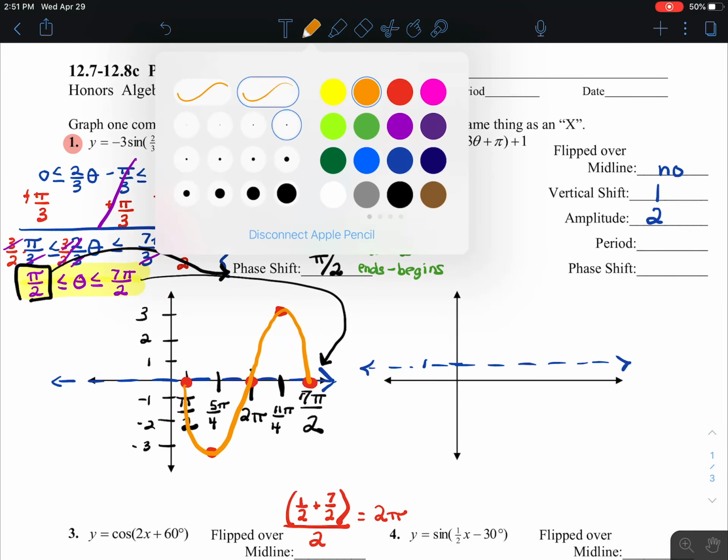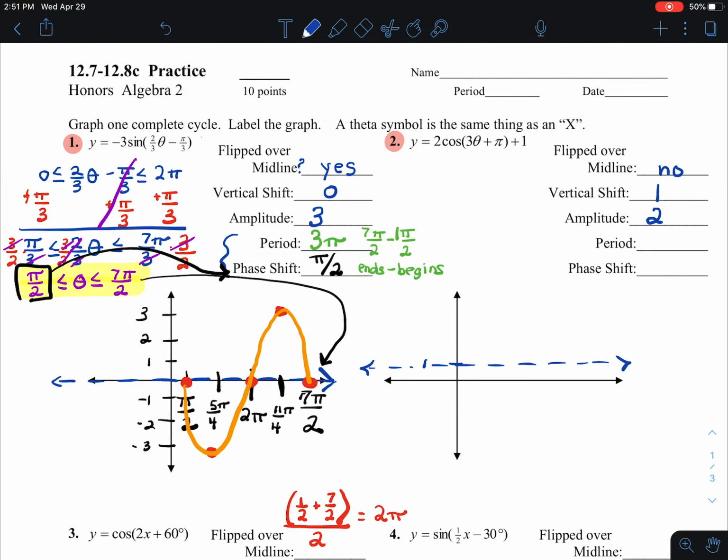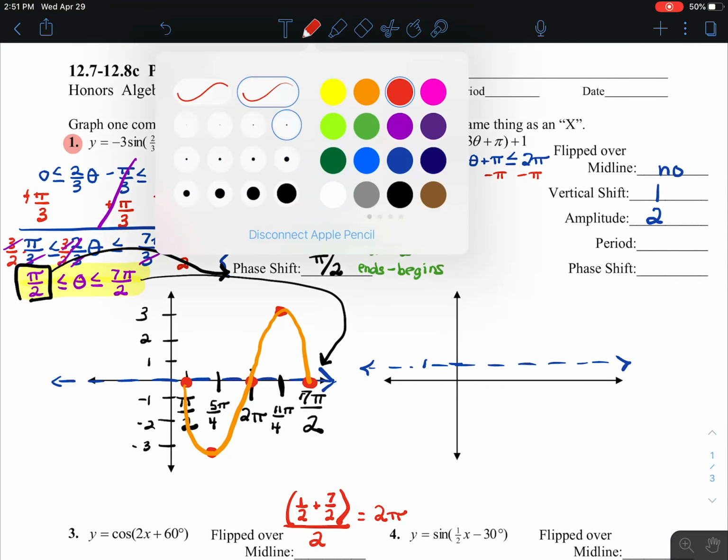All right, let's go ahead and take a look at number 2 quickly here. Okay, another radian problem. So I'm going to take 3 theta, or 3x plus pi, and put that between 0 and 2 pi radians, okay? I'm going to work on getting that theta symbol all by itself here.